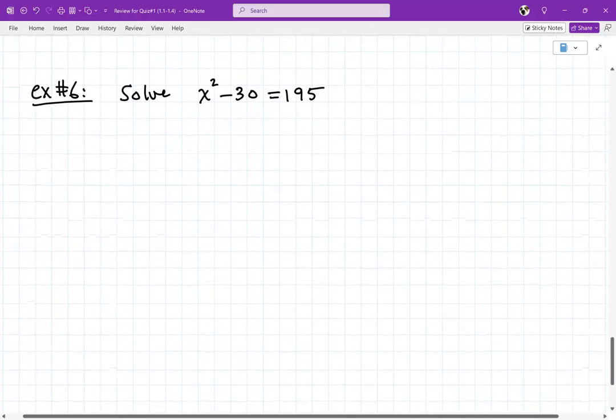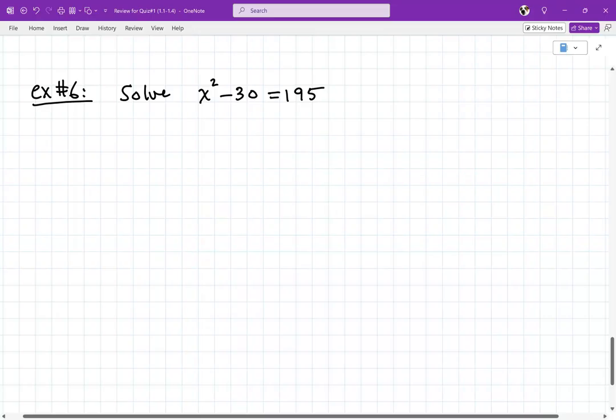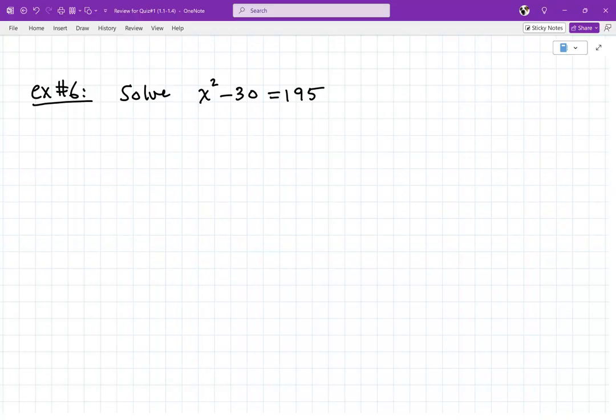We literally did this one yesterday. Remember, you're supposed to set it equal to 0. That's not equal to 0. So I have to move this over. When I move that over, it becomes a negative 195 on that side. So negative 30 minus 195 is negative 225.